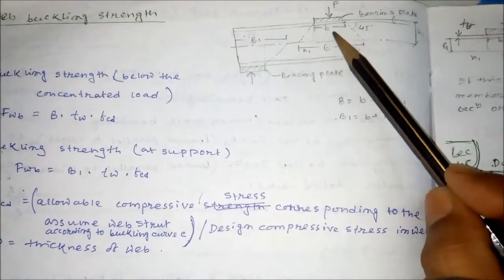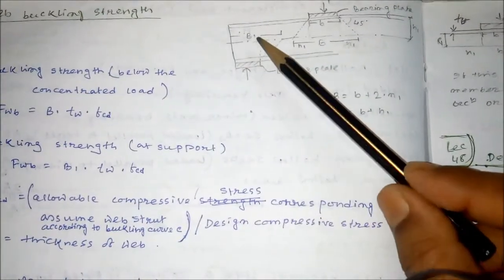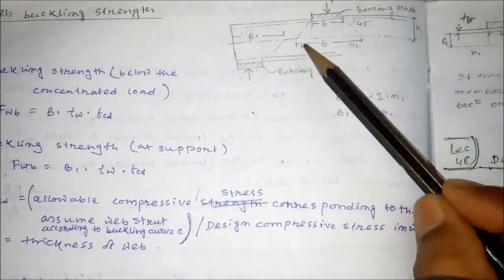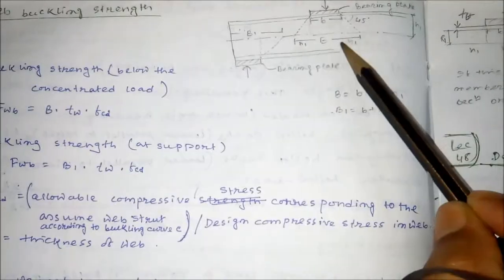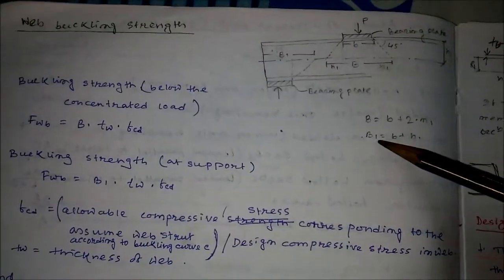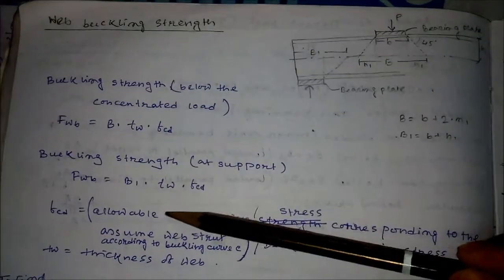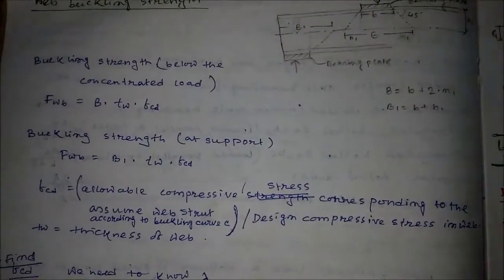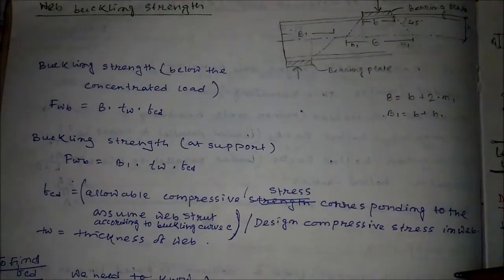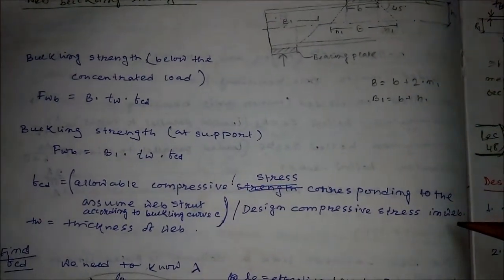B is nothing but the bearing width, right? In this case also the bearing width b plus n1. In one case two n1s will be there, in the other case one n1 will be there. So whatever may be, you have to find out the value of b or b1, and you have to multiply this with the thickness of the web and fcd. The fcd value is the allowable design compressive stress in web, you can say.